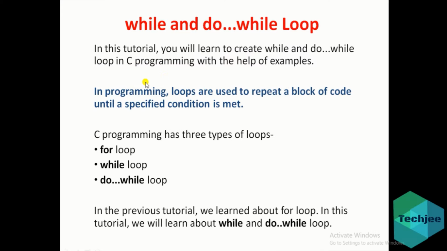In programming, loops are used to repeat a block of code until a specified condition is met. So basically we use looping functions to reduce the program. C programming has three types of loops. We discussed in the last video the for loop, while loop and do while loop. We already discussed the for loop and we know how to use it. Now we discuss the while loop and do while loop. So next, the while loop.